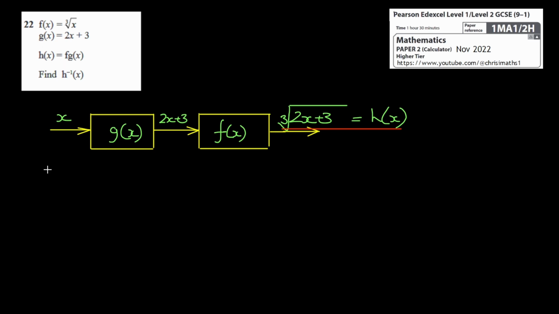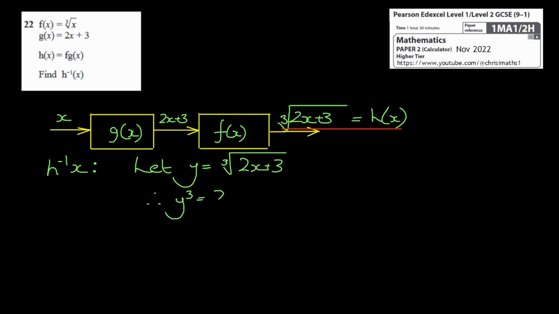So we now need to find h to the minus 1 of x. Okay, so we start off in the usual way. Let y equal the cube root of 2x plus 3. So therefore y cubed is equal to 2x plus 3.